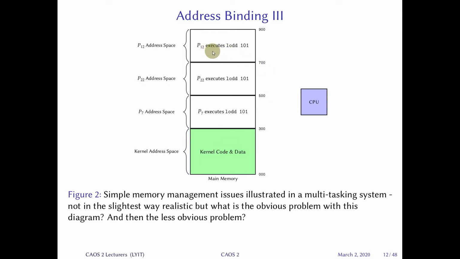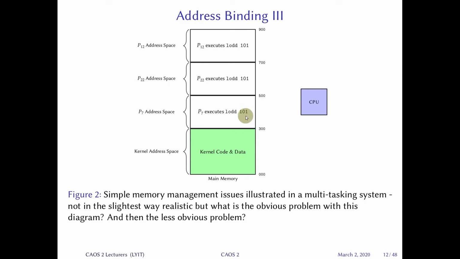And then finally, when P12 executes the machine code instruction LOD 101, the 101 of course is not referring to the physical address 101 down here. The logical address 101 is in fact referring to an address that exists somewhere in the portion of physical memory that has been allocated to P12. So this 101 has to be mapped to an address that is in this range here.